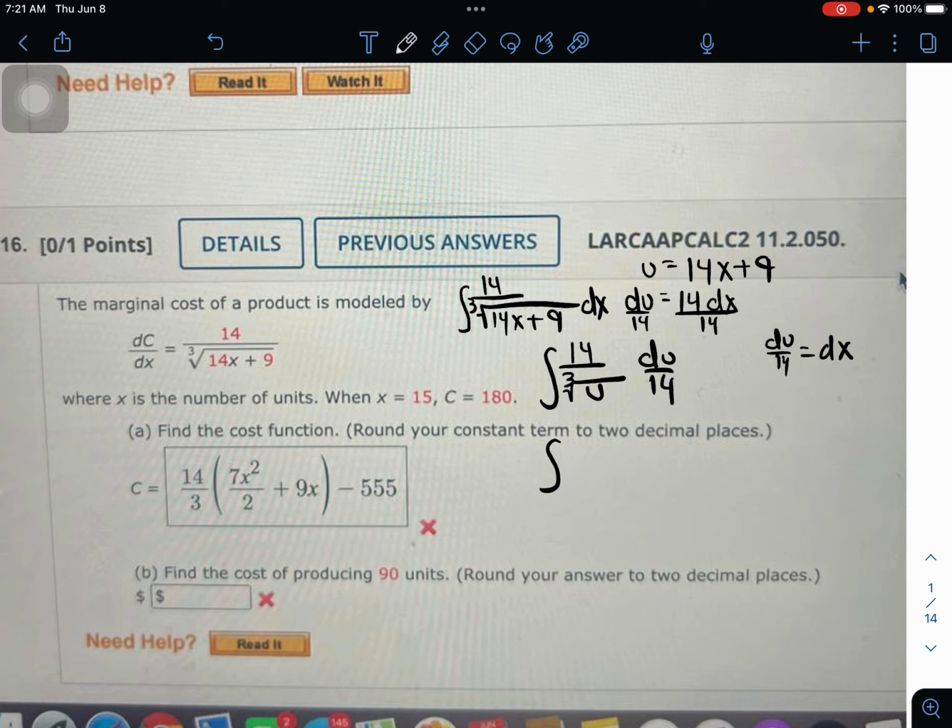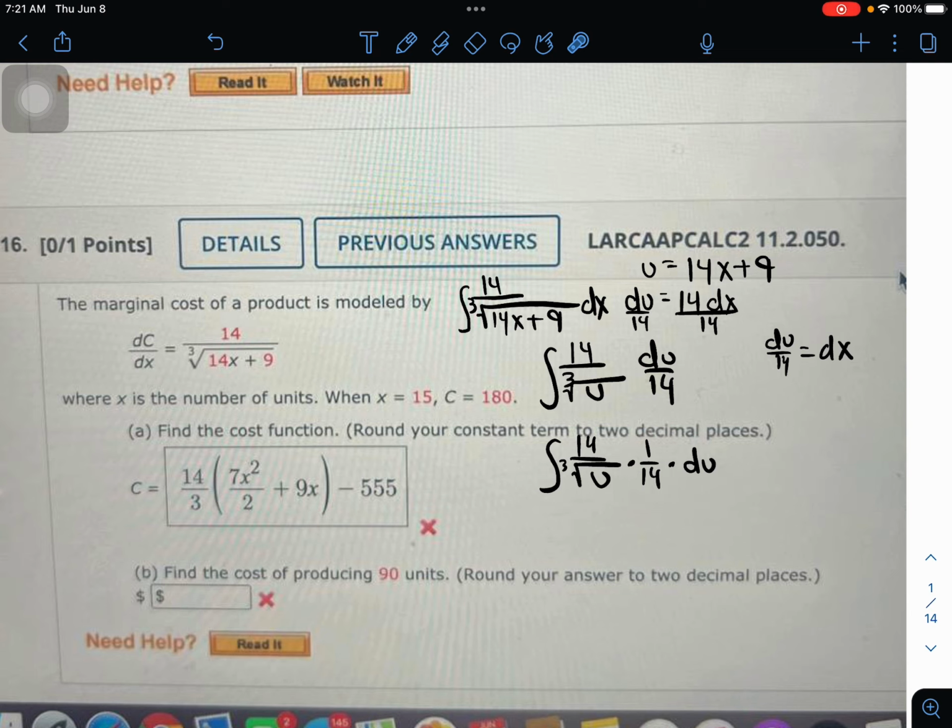So this is the integral of 14 divided by the cube root of u times, instead of dividing by 14, right here, dividing by 14, that's the same as multiplying by 1 over 14 times du. Okay, I don't want to confuse you right there. Look what I did. Du divided by 14 is the same as 1/14 times du.